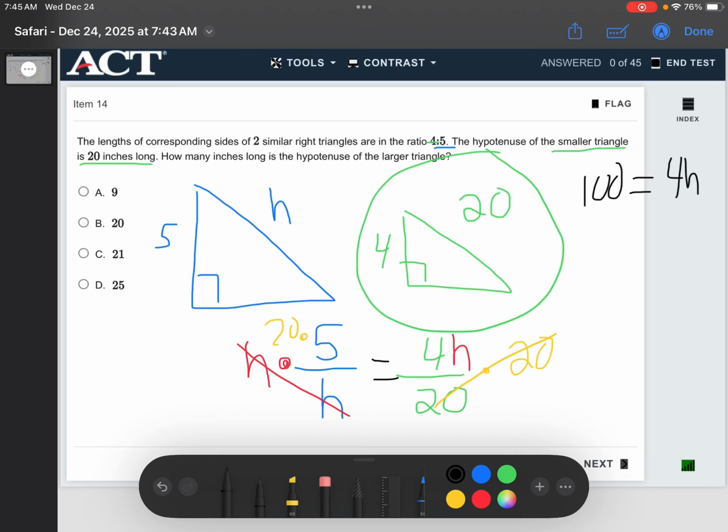And then now to solve for h, we just divide both sides by 4. And again, this is where you could use Desmos or a calculator. We get h is 25. And there it is, answer D for dinosaur.